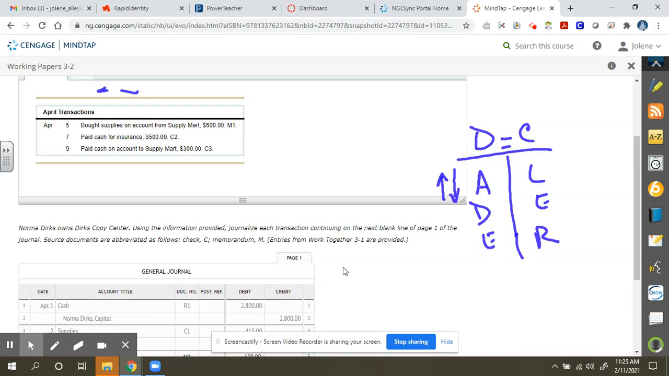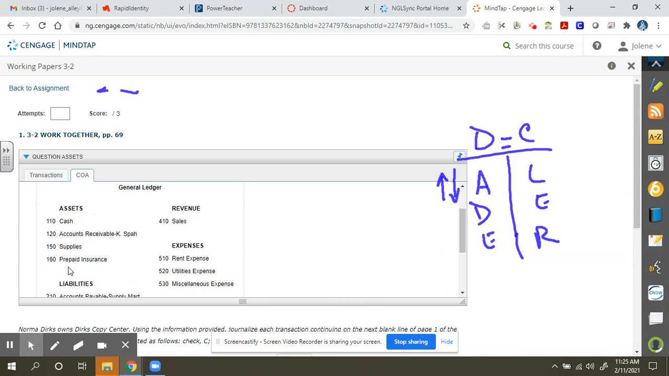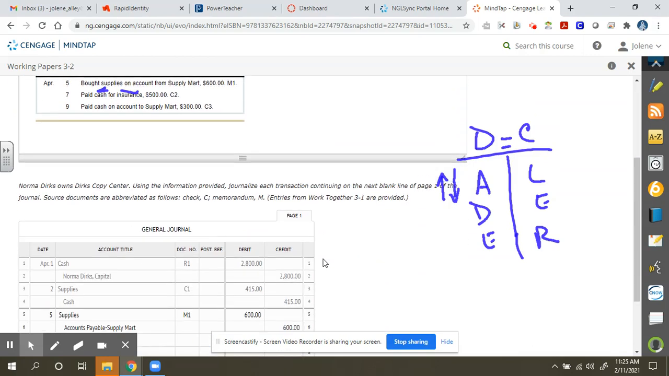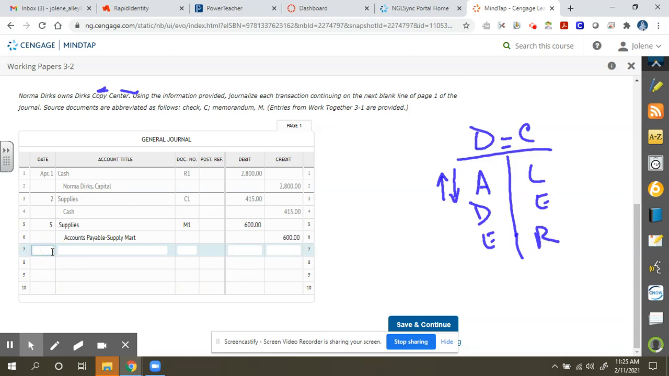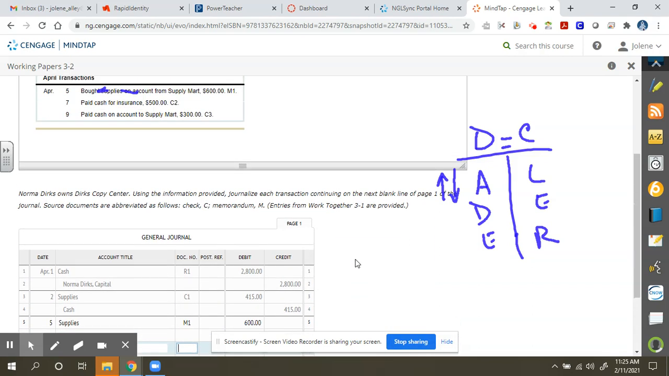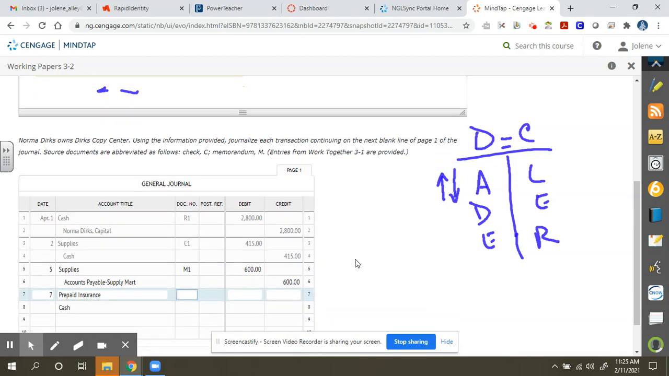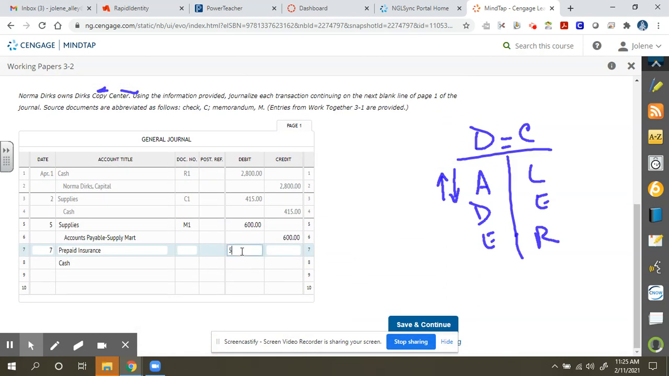Okay? So I go back to my chart of accounts, and I see right here, prepaid insurance is an asset. Prepaid insurance. And that's the way I have to write it in here. This is on the 7th, and I have prepaid insurance. It is prepaid because you have to buy it now for it to cover you in the future. Not get insurance and say, oh, I want it to cover me the last 3 months. It doesn't work that way. All right, this is $500.